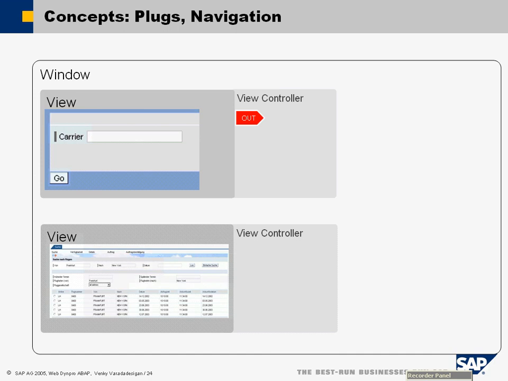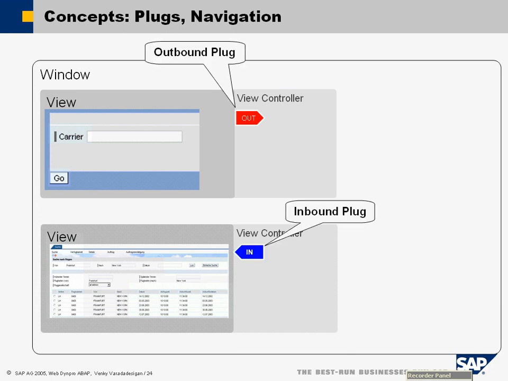Okay, plugs and navigation. Let's say a window has more than one view. How do you navigate between views? What if a user clicks on a button on the top view and some event needs to be triggered on the bottom view? How do you do that? That's where the plugs come into the picture.